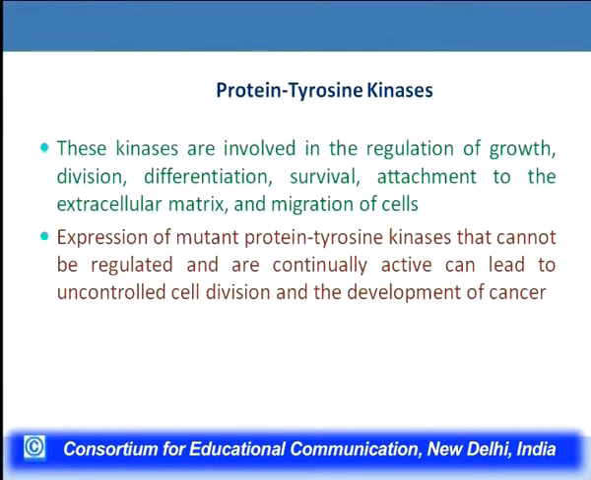It has been found that due to mutation, if there is a change in the nucleotide sequence of protein tyrosine kinases, and the activity of these tyrosine kinases is not regulated and they are continually active, that is, they are not stopped from transmitting signal, then it can lead to uncontrolled cell division, which is another way of saying it leads to cancer. So these tyrosine kinases are very important for regulating cellular activity. If there is uncontrolled activity of these tyrosine kinases, the end result would be production of malignant, or cancerous, cells.